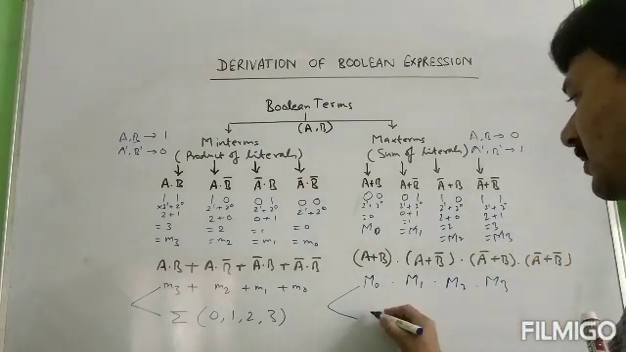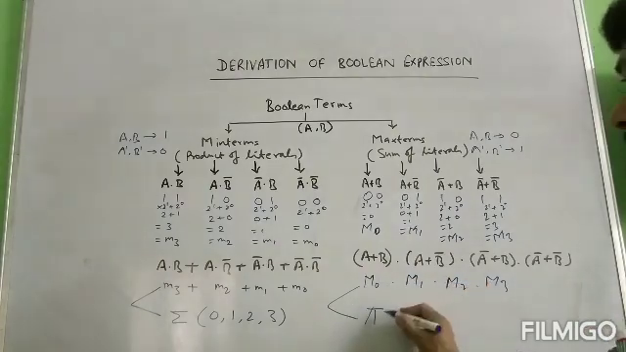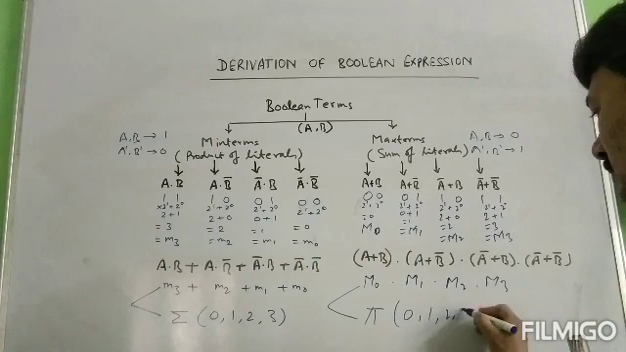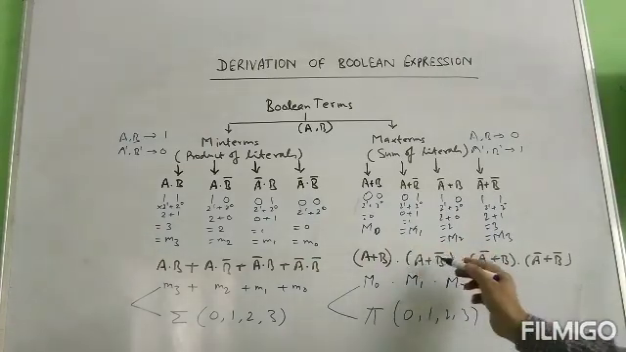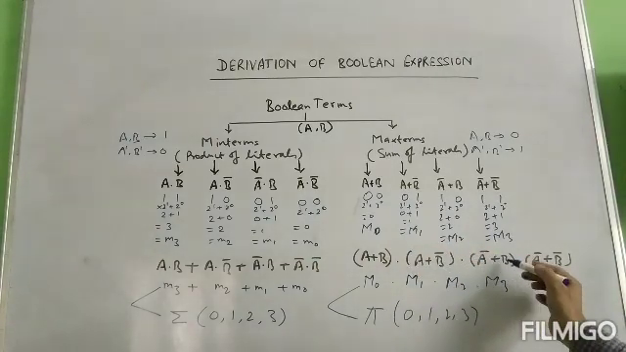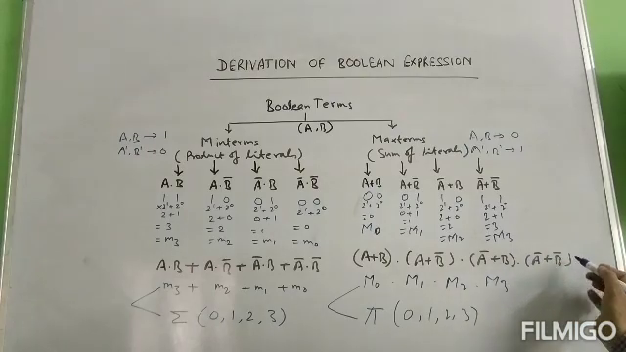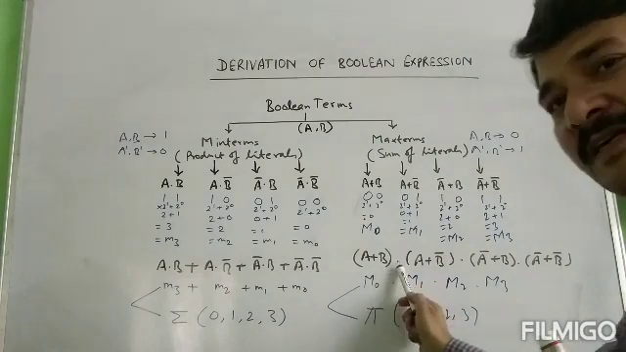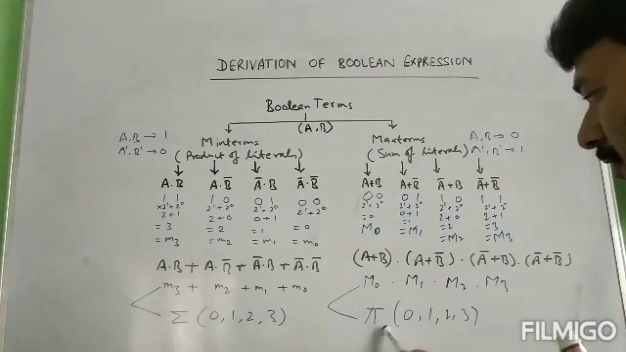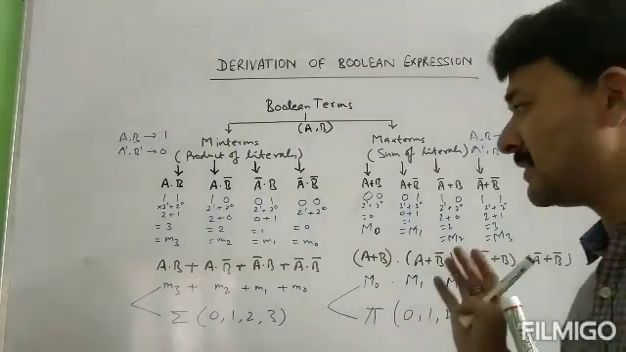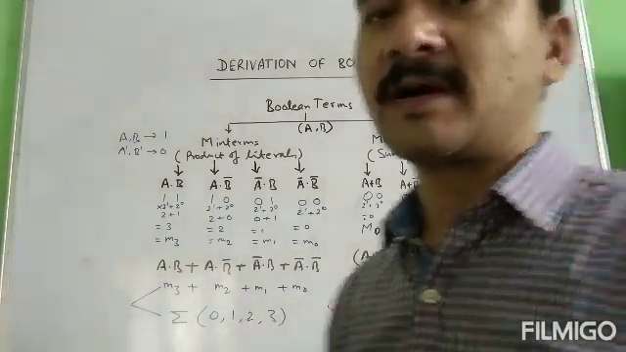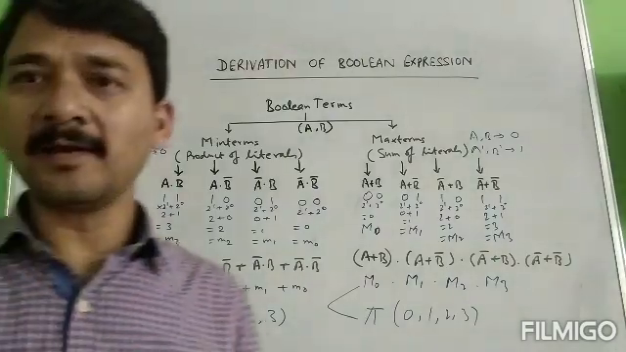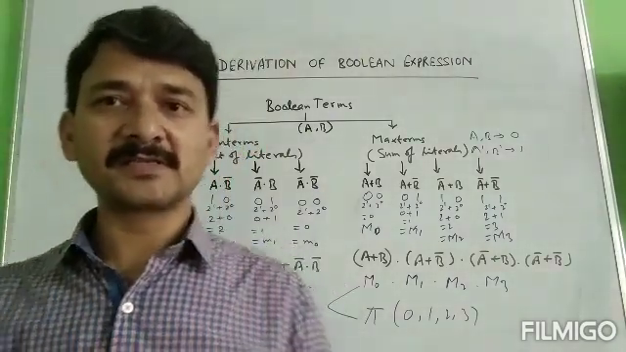This is the cardinal form, and pi is the sign of the product of 0, 1, 2, 3. So (A or B) and (A or B naught) and (A naught or B) and (A naught or B naught) is the canonical POS form. But when you represent it in terms of the M values, it is considered the cardinal form. There is a cardinal representation. I hope this topic is clear. The next topic I will discuss in my next video.